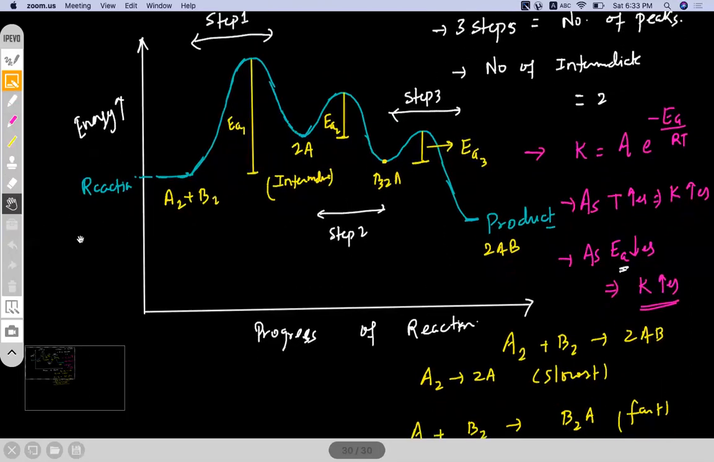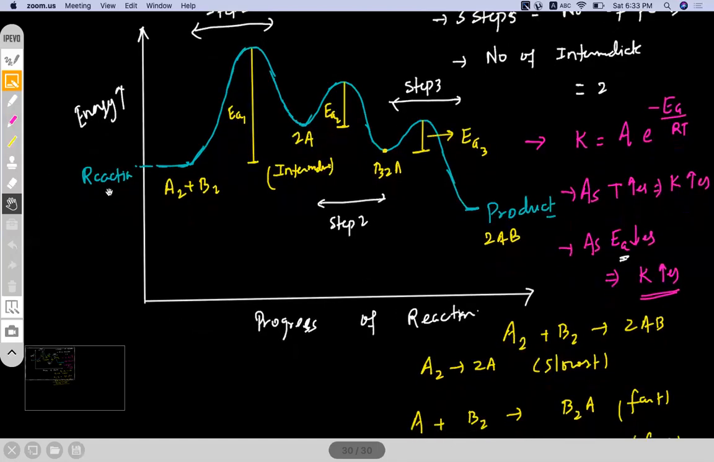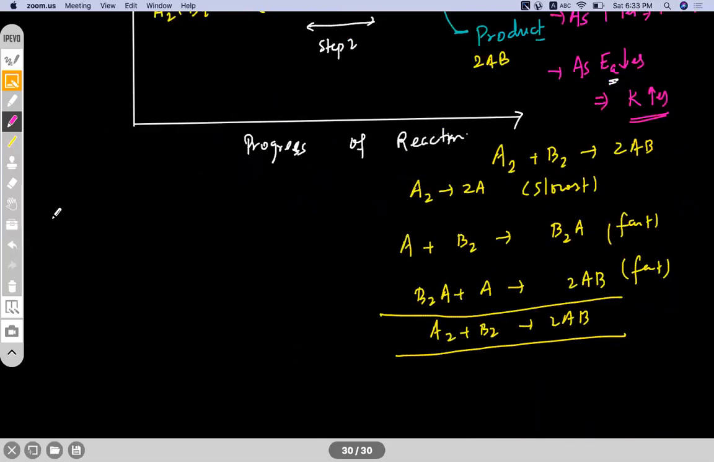The one which has the highest activation energy. Isn't it correct? Right. So what you can do, the slowest step, if they ask you in the question by giving you this graph, if they ask you, which one is the slowest step? The one which has the highest activation energy, highest EA, which for this example is step 1. No doubt in this?